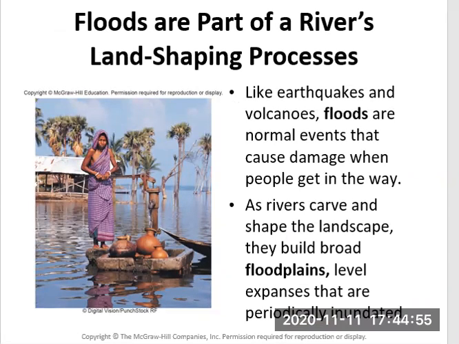Floods are also a part of rivers' land shaping processes. Large rivers often have huge floodplains. Many cities have been built on these flat, fertile plains to be convenient to the river. Floodplains may appear safe for many years, but eventually they flood. So the severity of floods can be described by the height of water above the normal stream banks or how frequently a similar event occurs on average.